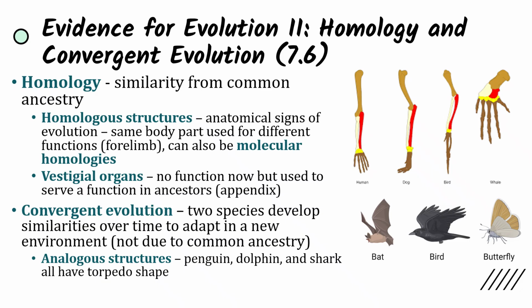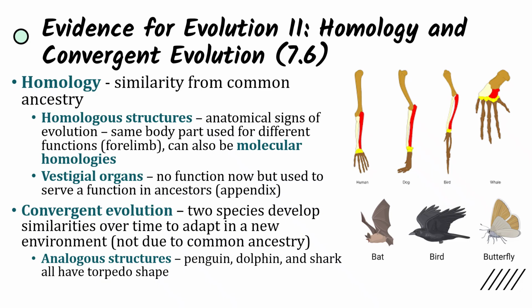So some more evidence for evolution comes from homology and convergent evolution. Homology is similarity from common ancestry. So there's going to be similarity in form and structure of these organisms, even if they're used for different functions, but homologous structures are anatomical signs of evolution. That's the same body part used for different functions, but they're like this because they evolved from one certain species.